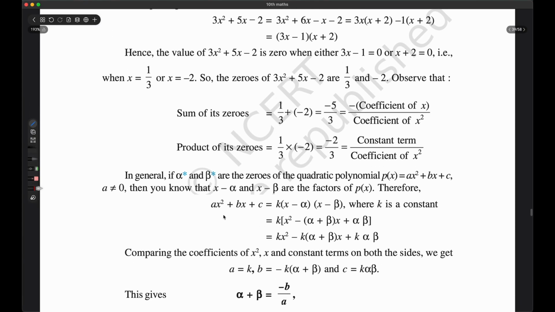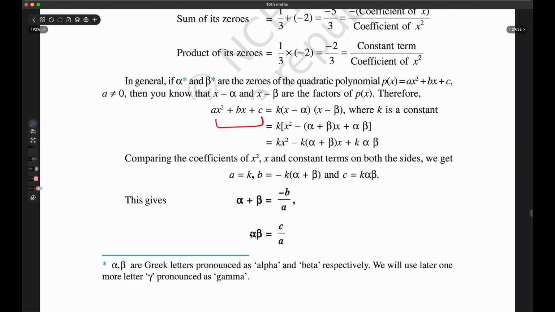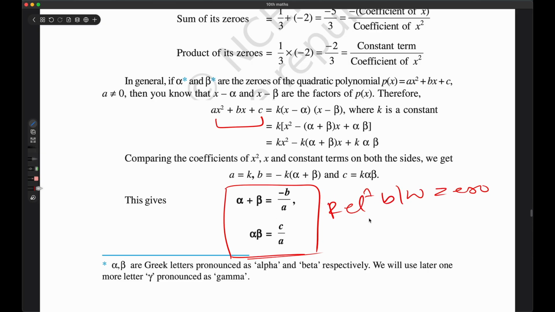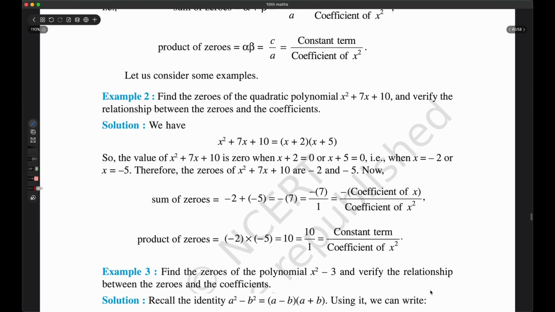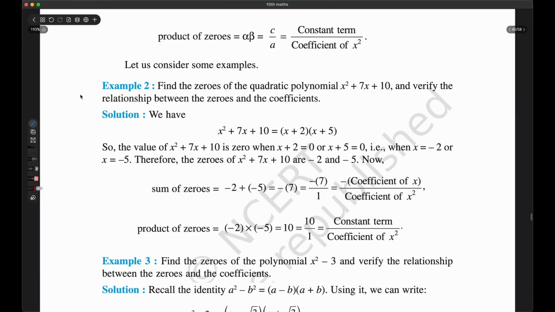They have derived the proof of alpha plus beta and alpha beta, that is the relationship between the zeros, alpha and beta, and the coefficients a, b, c of a quadratic polynomial. Now let us see example 2.